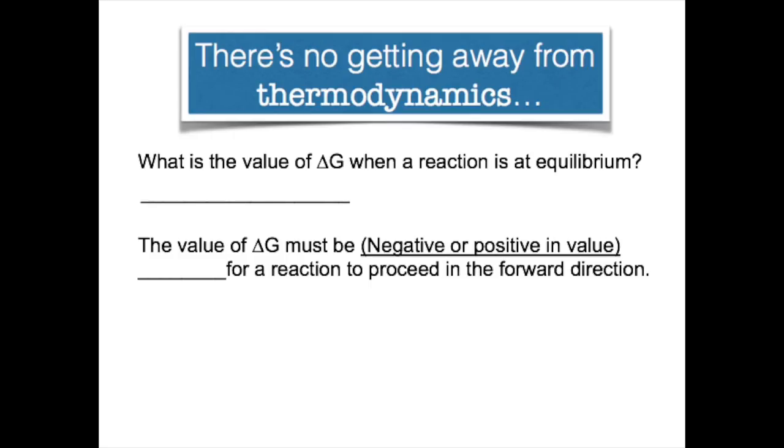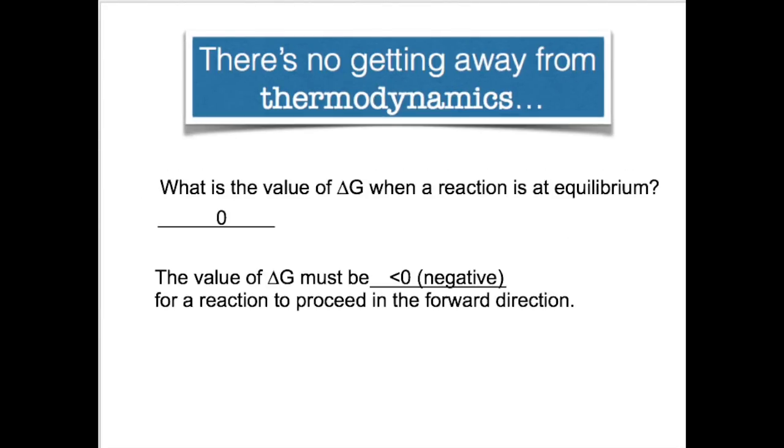The value of delta G must be negative for a reaction to proceed in the forward direction. I hope you got these right. We're going to use these as we go on further in the lecture.